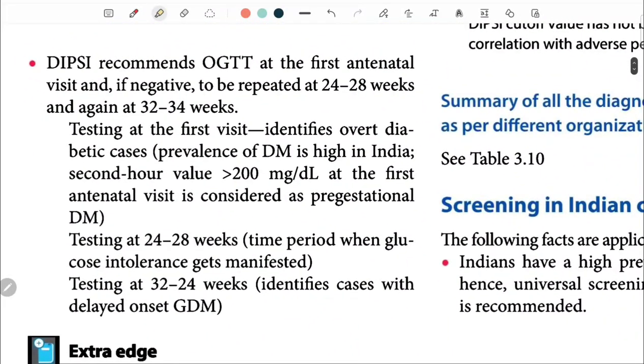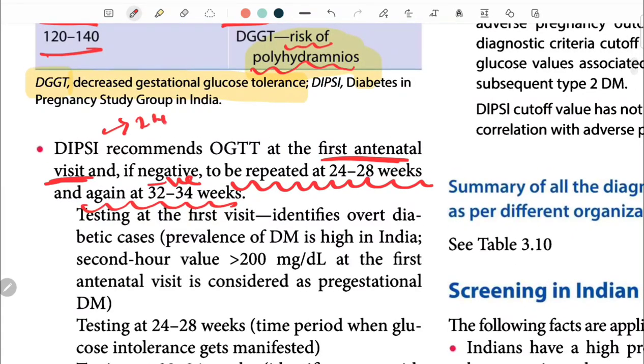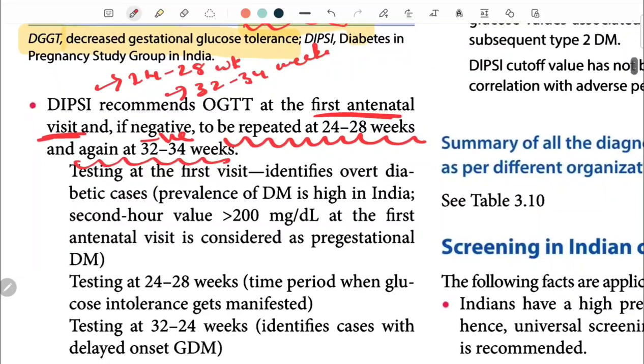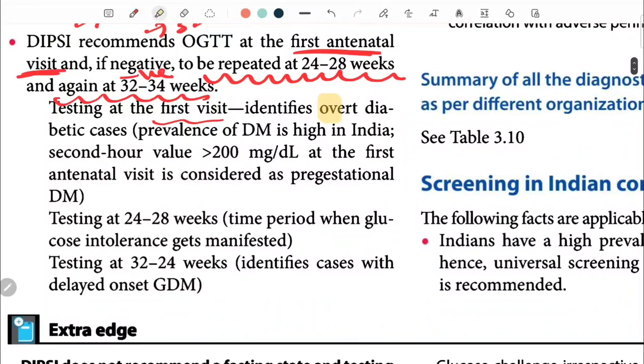DIPSI recommends OGTT at around the first antenatal visit, and if negative, it is to be repeated at around 24 to 28 weeks, and again at 32 to 34 weeks if again negative. Testing at the first visit identifies overt diabetic cases, as the prevalence of DM in India is very high.